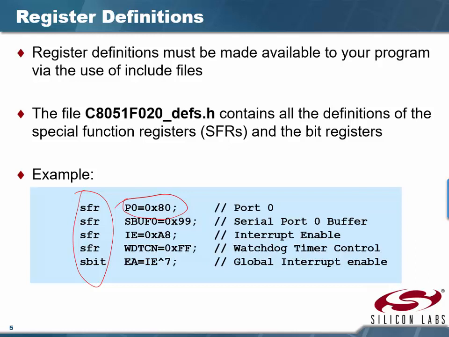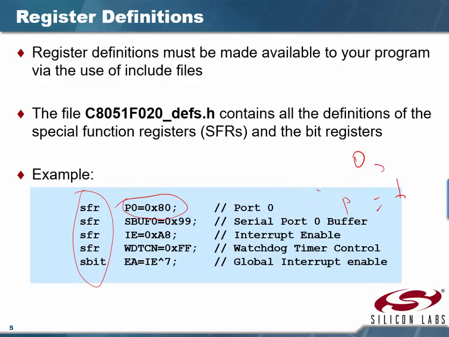So I can say that A is equal to port 0, and whatever is on port 0 is moved into the variable A. I could say B is equal to 2 times port 0, or 2 times A. And then I could say port 1 is equal to B, and write that out. So I could take whatever is on port 0, double it, and put it out on port 1 with those simple commands. Doing that in assembly language would be far more difficult.